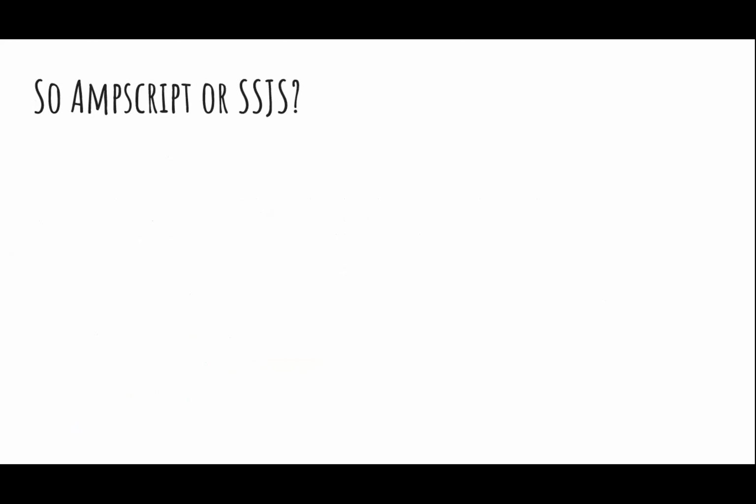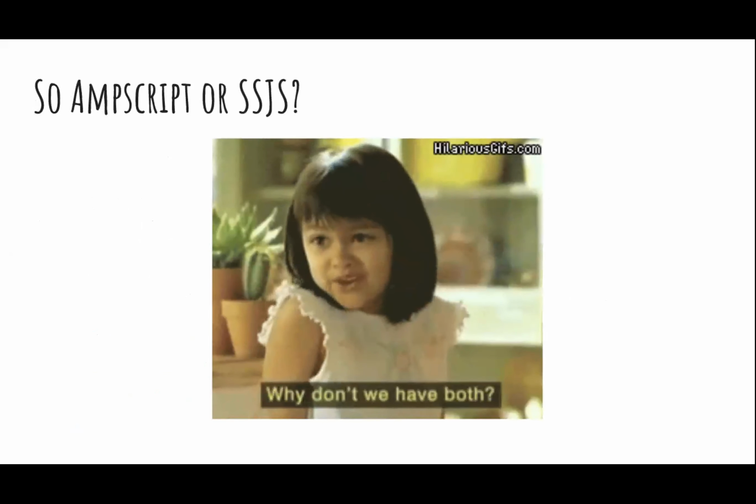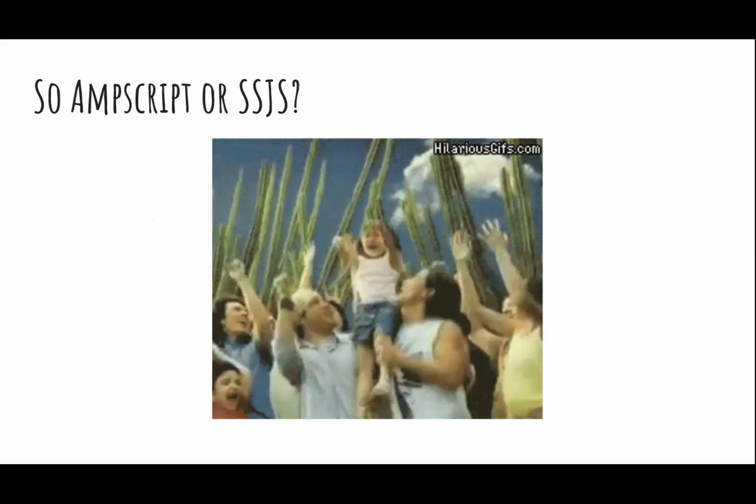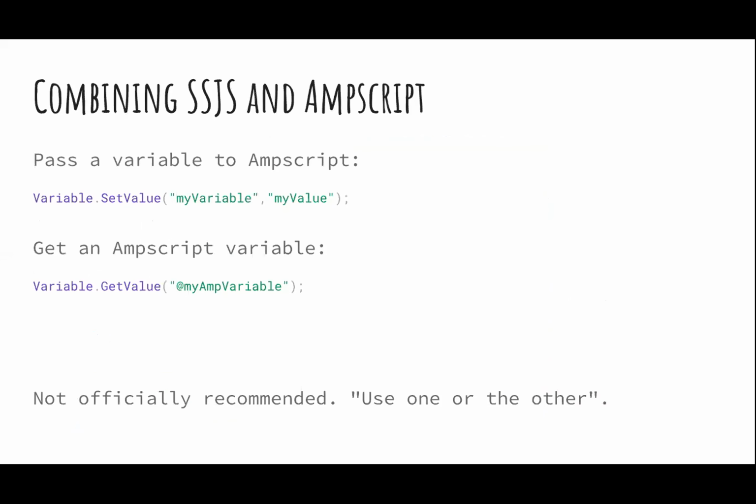So AmpScript or SSJS is the ultimate question. Everyone goes, well, which one should I use? So why don't we have both? Yay! You can. You can pass a variable to AmpScript from SSJS, and you can get an AmpScript variable into SSJS. It's not officially recommended. The documentation in Marketing Cloud suggests using one or the other, but you totally can use both if you want to mix and match.